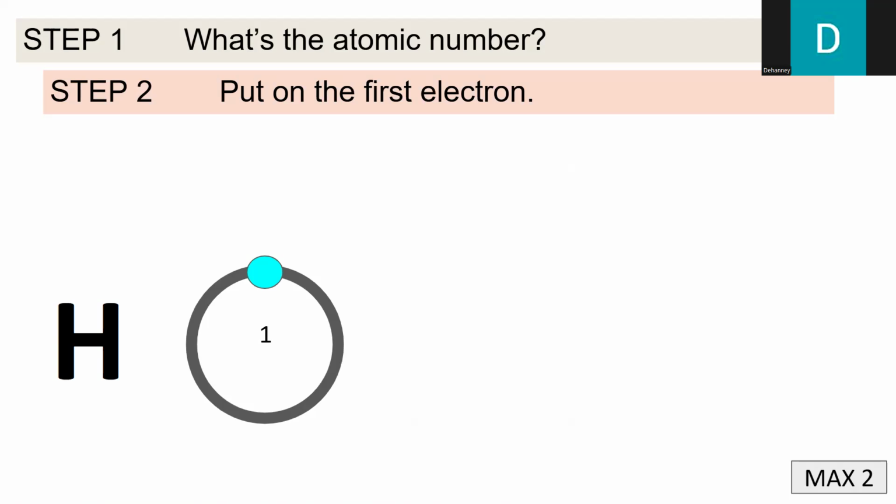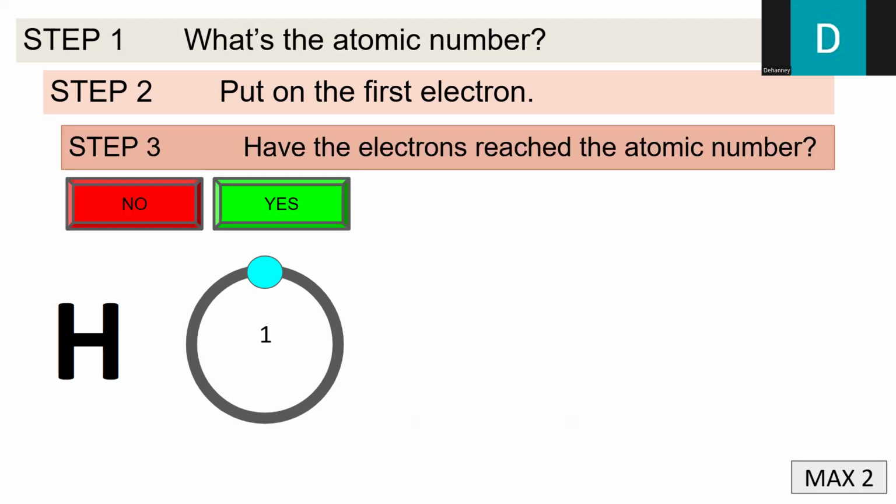Okay, so put on the first electron, and I did. Have the electrons reached the atomic number? Is the number of electrons equal to the atomic number? Yes, it is, and so we level up. We got it. Once it's equal, we are good to go.